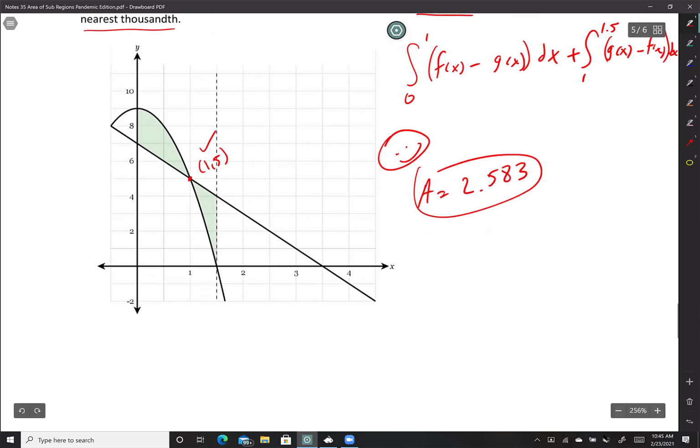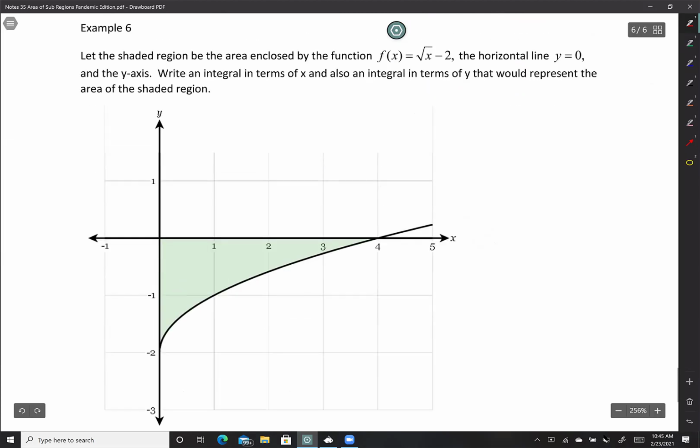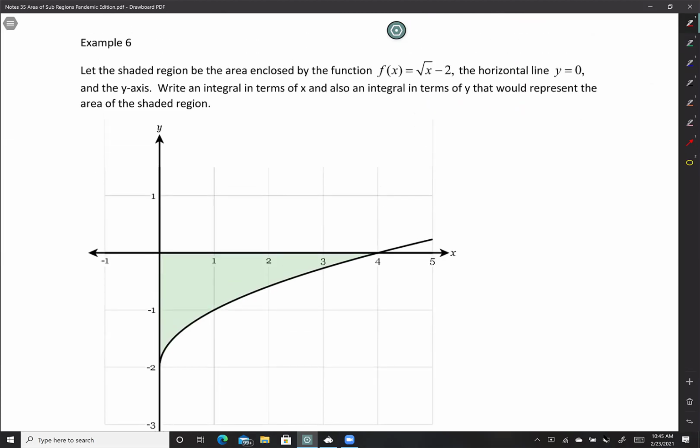All right. Let's go to the last one. Let the shaded region be the area enclosed by the function f of x equals square root of x minus 2, the horizontal line y equals 0, and the y-axis. Write an integral in terms of x and also an integral in terms of y that would represent the area of the shaded region.